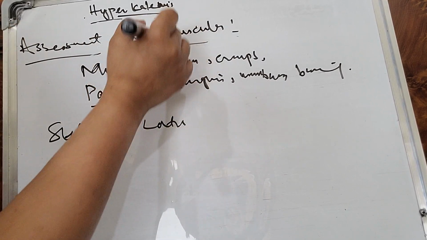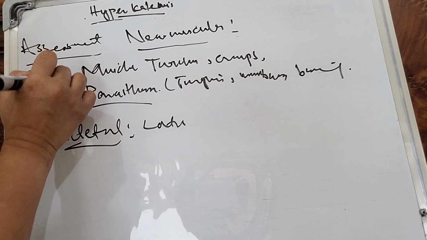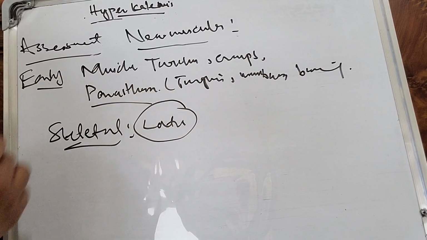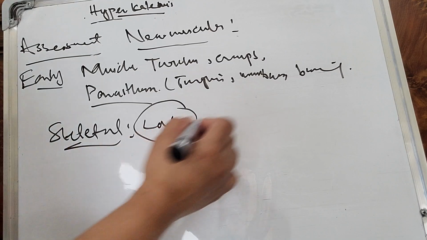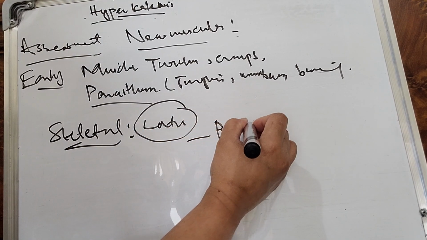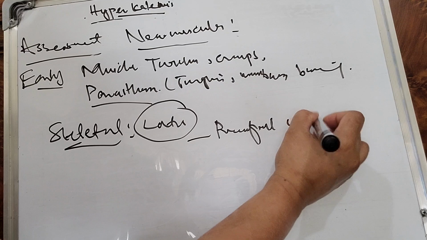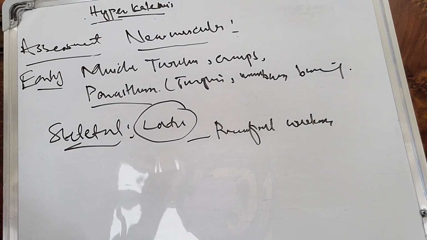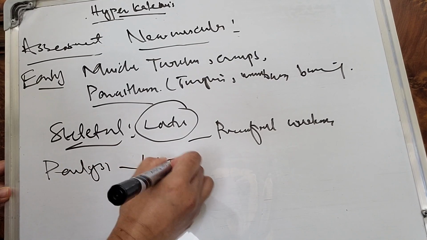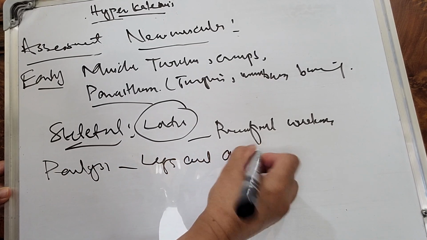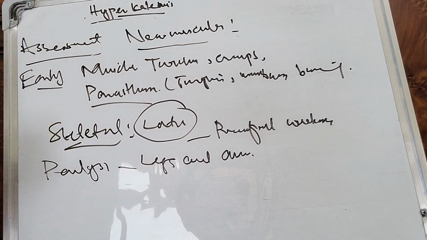Now the skeletal system. In the neuromuscular system the signs are early, but in the skeletal system they are late signs. What is happening? Profound weakness, for example paralysis in the legs and arms due to hyperkalemia.